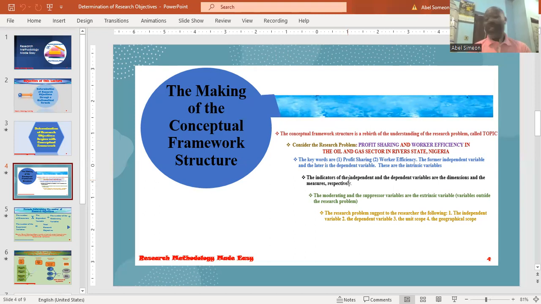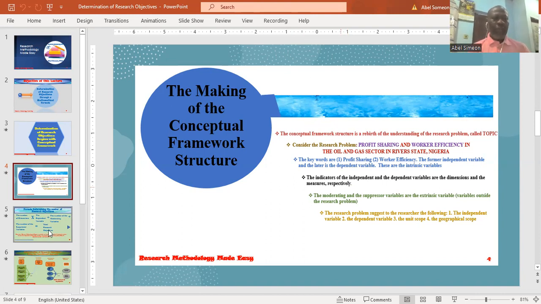In this case here, this profit sharing and work efficiency, by the way, this was my PhD thesis. And in this study, profit sharing and work efficiency in oil and gas sector, so oil and gas companies are my unit scope. So I'm looking at companies that are in that business of oil and gas. Then Nigeria, or better still River State, is my geographical scope.